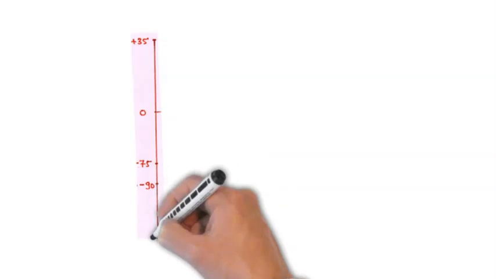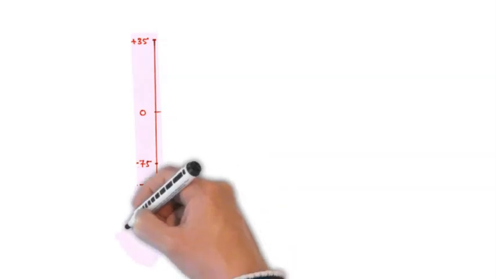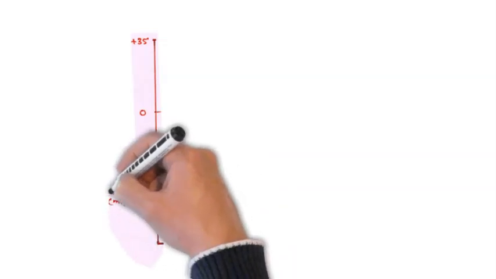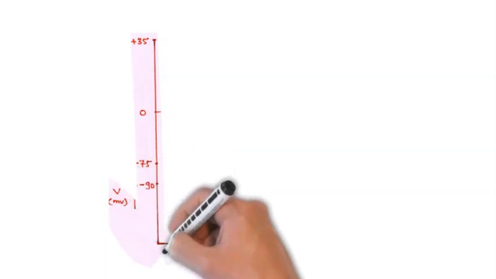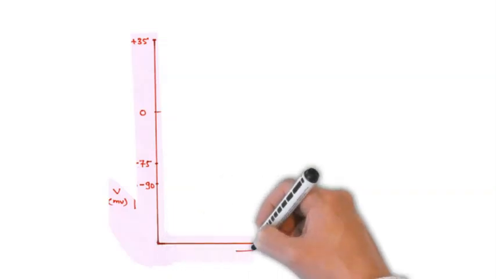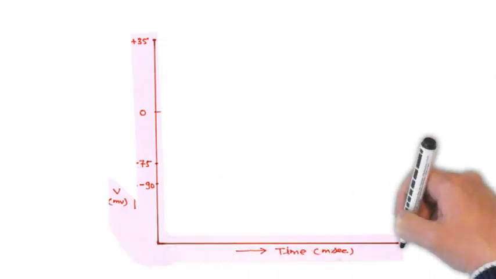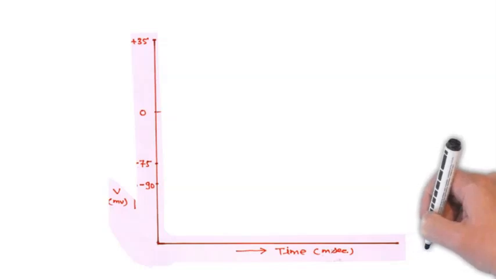So on vertical axis of this graph or diagram, we are having potential in millivolt. Important values are plus 35 millivolt, 0 millivolt, minus 75 that is firing level, and minus 90 that is resting membrane potential. On horizontal axis, we are having time in millisecond.